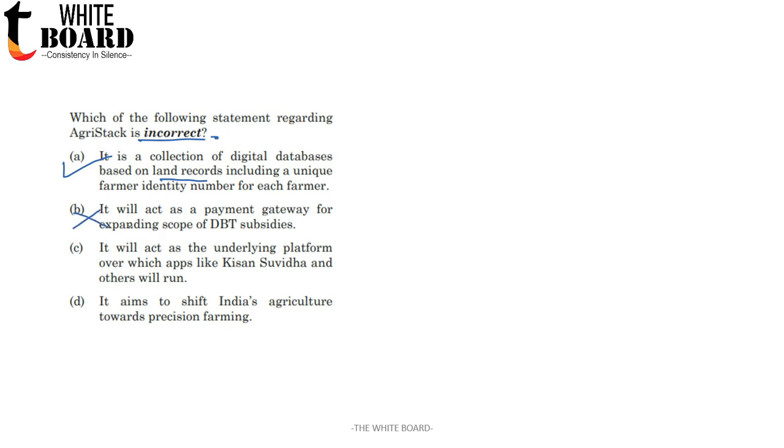Why? Because the AgriStack term does not relate anywhere near to DBT subsidies. These are two different aspects. It will act as the underlying platform over which apps like Kisan Suvidha and others will run. So yes, it is also correct. It will act as a background. It aims to shift India's agriculture towards precision farming. This is one of the aims of AgriStack. So our answer is B.